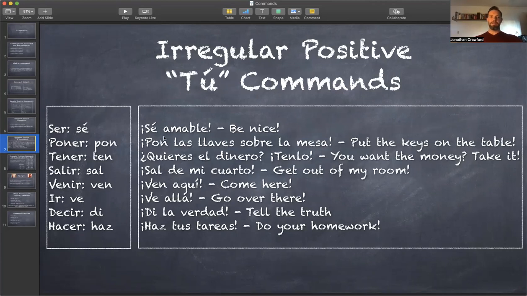So sé, an example would be like sé amable or be nice. Poner turns into pon. Pon las llaves sobre la mesa. Put the keys on the table. Tener turns into ten. ¿Quieres el dinero? Tenlo. Want the money? Take it. Salir. Sal de mi cuarto. Get out of my room. Venir. Ven. Ven aquí. Come here. Ir. Ve. Ve allá. Go over there. Decir. Di. Di la verdad. Tell the truth. Hacer. Haz. Haz tus tareas. Do your homework.